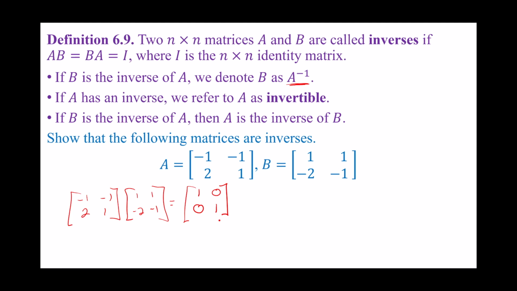So I did get the identity matrix. And if I multiplied in the other order, B times A, I would also get the identity matrix. That's what makes the two inverses. To verify that two matrices are inverses, multiply them, and if you get the identity matrix, you know they are inverses.